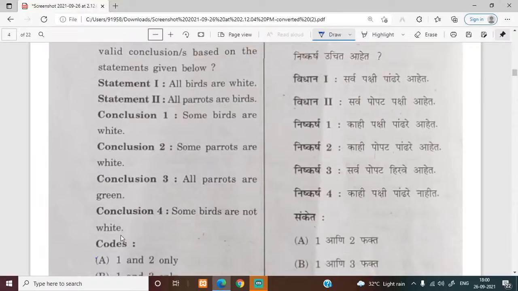So this is again a conclusion based question. There you have to draw a Venn diagram. This is, I think, question 9. Okay. So in this type of question, students, you should draw a diagram. All birds are white. All parrots are birds. Now the conclusions are: some birds are white, some parrots are white, all parrots are green, and some birds are not white. Okay.